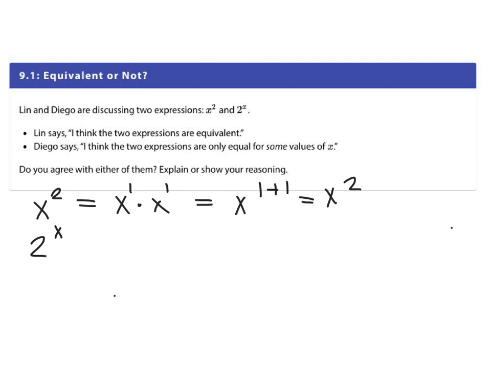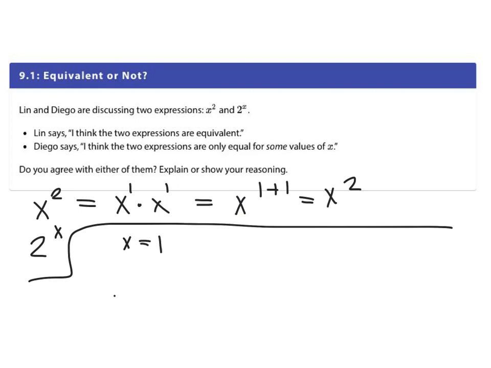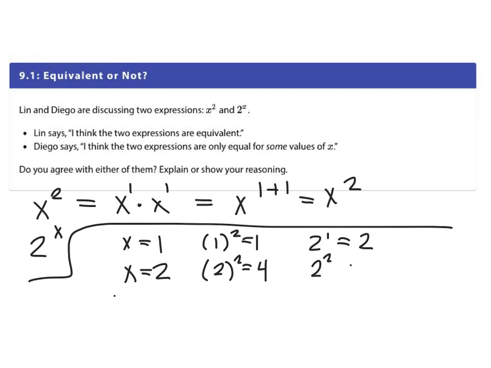But let's try this. If I try to evaluate those, say at x equals 1, I get 1 squared, which is 1 for the first function. The second one, I get 2 raised to the 1 power, which is 2. If I try x equals 2, for the x squared function I get 2 squared, which is 4. If I put that in for the other function, 2 raised to the second power, ooh, that one is equal.